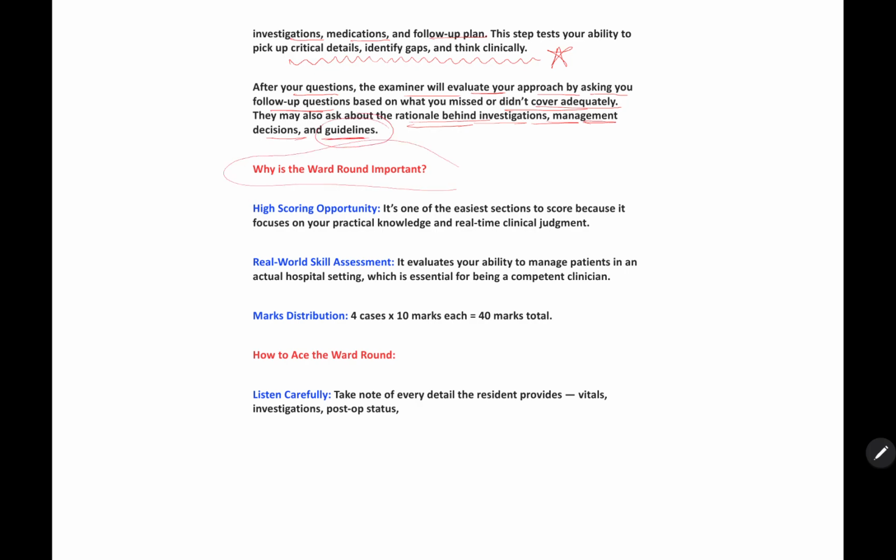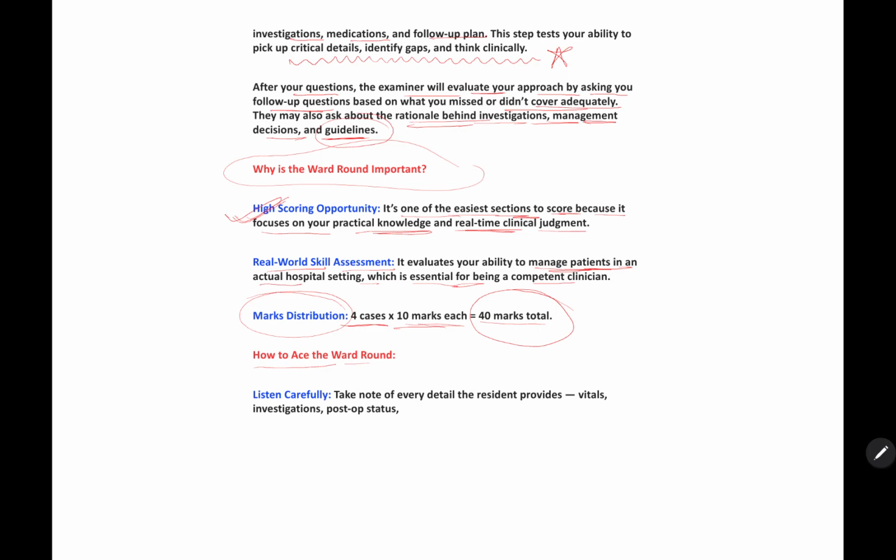So why is it important? Because it is like giving you a high scoring opportunity. It is one of the easiest sections to score because it focuses on your practical knowledge and real time clinical judgment. Real world skill assessment. It evaluates your ability to manage patients in a hospital setting, which is essential for being a competent clinician. Marks distribution, as I told you already, 4 cases you will get each of 10 marks, total of 40 marks.